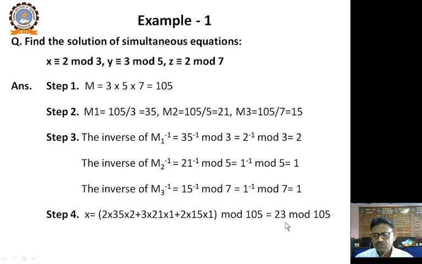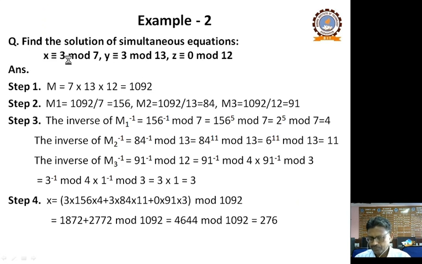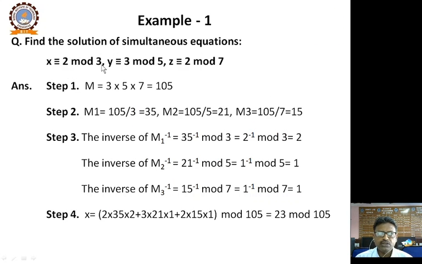So whether this 23 is correct or not, let us check. Let us check if x is equal to 23, and if we take mod 3, 23 mod 3, whether we are getting 2 or not. So 23 mod 3, 3 7s are 21, so we'll get 2. So it means this is satisfied. 23 mod 5 will be, 5 4s are 20, so we'll get 3. Similarly, 23 mod 7 is 2. So it means it is correct. So whatever value we have got as the answer, 23, it is correct.